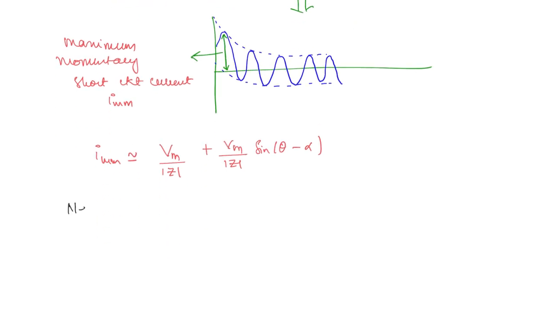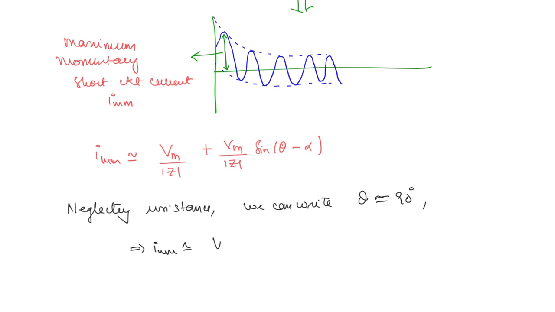So neglecting resistance, we can write theta is equal to 90 degrees. So this gives an even more approximate value as Vm by mod z plus Vm by mod z sine 90 minus alpha is cos alpha, okay.